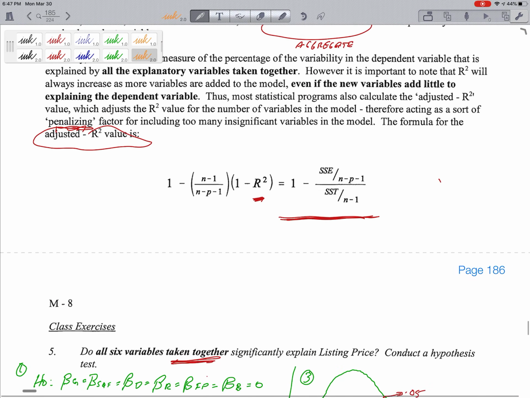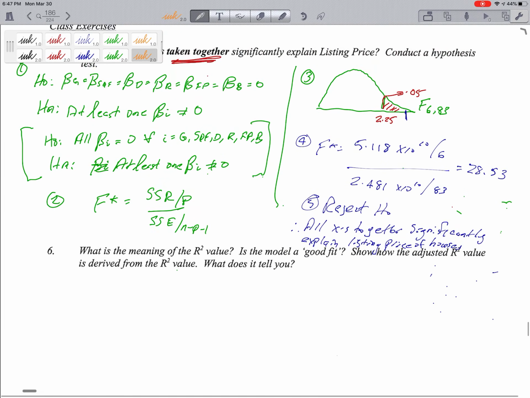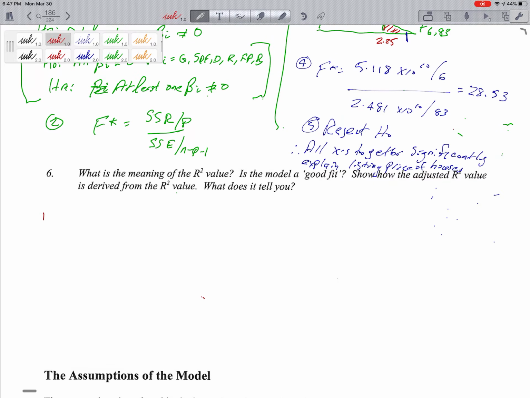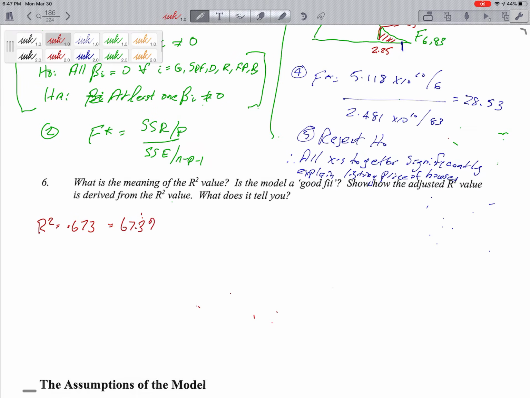So let me go back down here and say, so the R-squared value then was 0.673, or 67.3% of the variation in listing price of houses is explained by the 6 variables together.